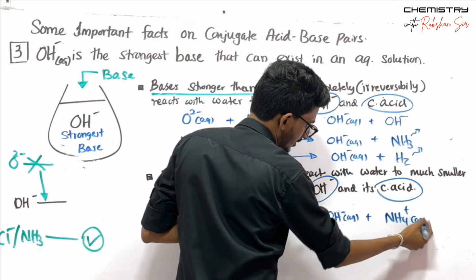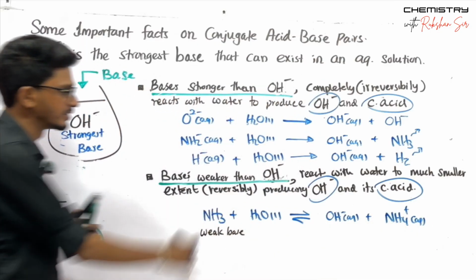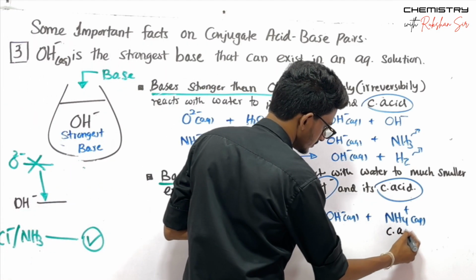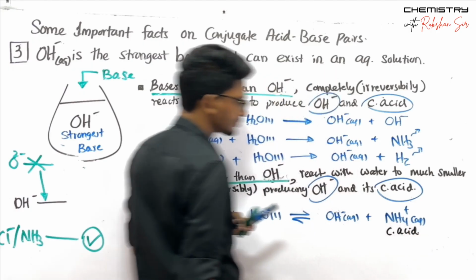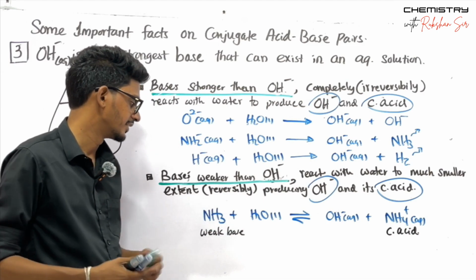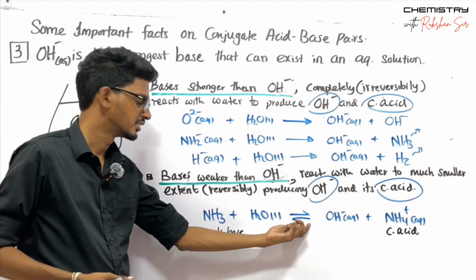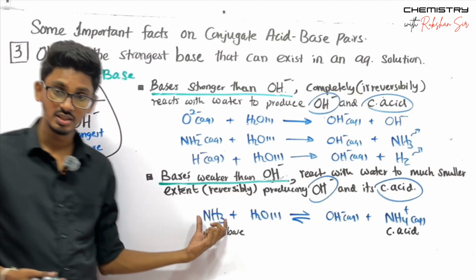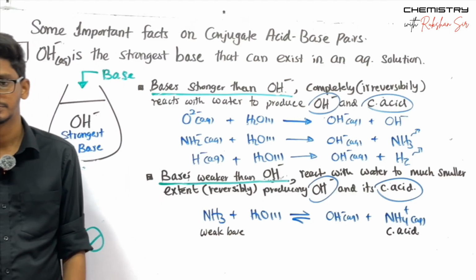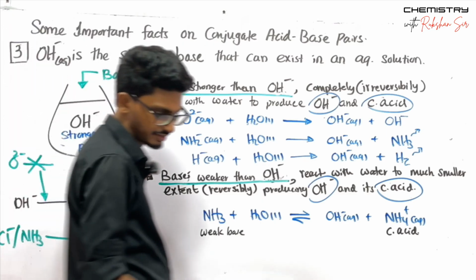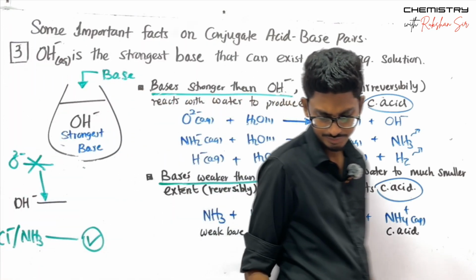The conjugate acid is NH4 plus. Because this can last, it is not a complete reaction. This is a weaker base than OH minus. That is the idea. Things are given. Let's go to the note there.